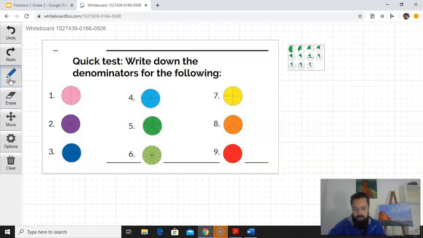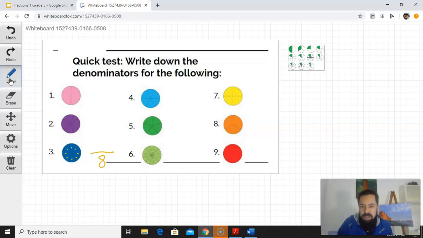All right, let's do number 3 as an example. I will pick yellow for my color. I'm going to have a look at number 3 and count how many pieces I have. 1, 2, 3, 4, 5, 6, 7, 8. I have 8 pieces, and that means that my denominator will be 8.